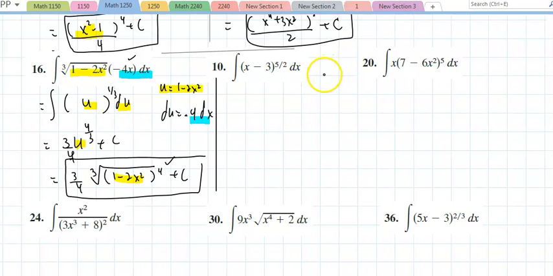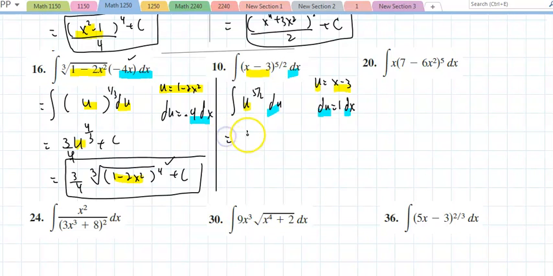How about this problem? Well, if I let u equal x minus 3, the inside of this power function, the derivative of this is simply 1 dx. So I notice, hey, it matches. This is the integral of u to the 5/2, and dx is really du. There it is.